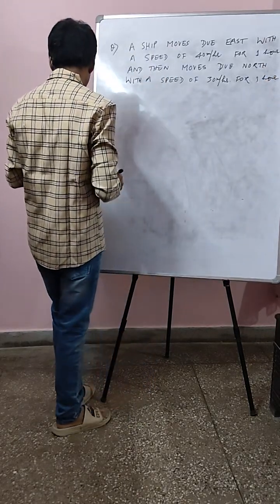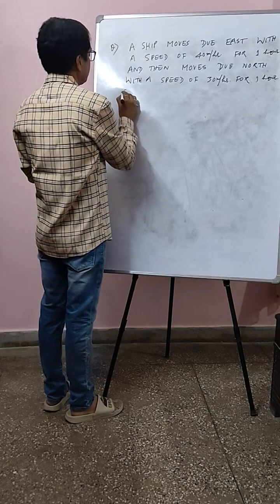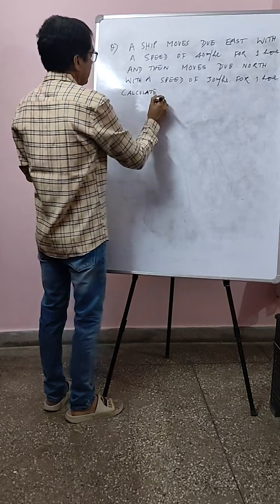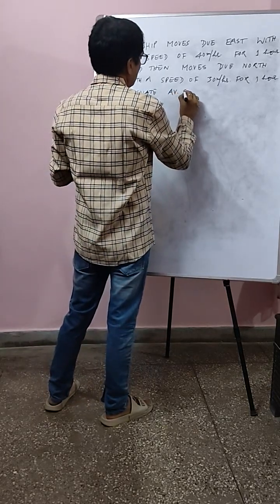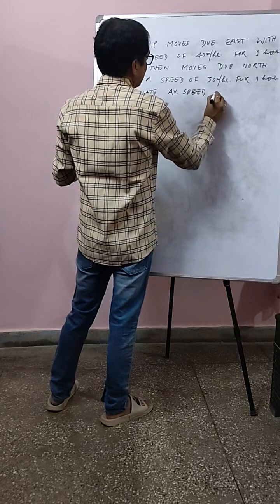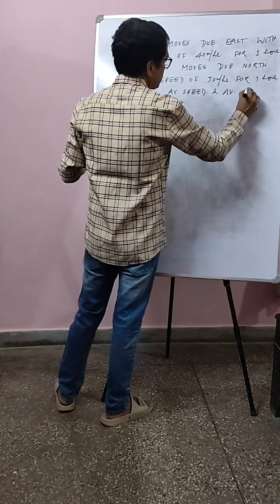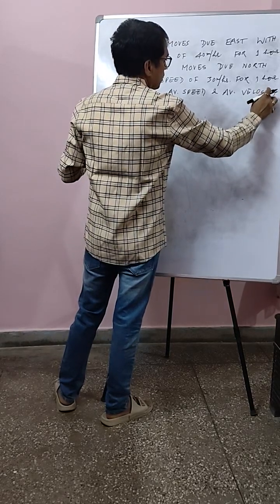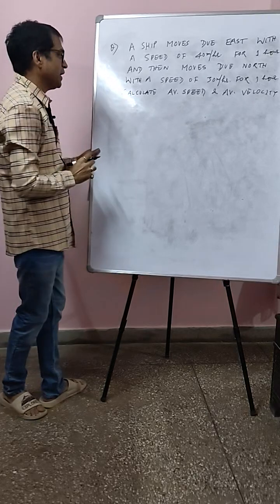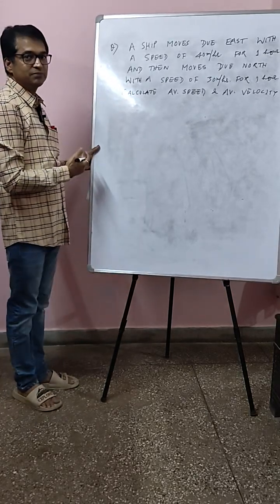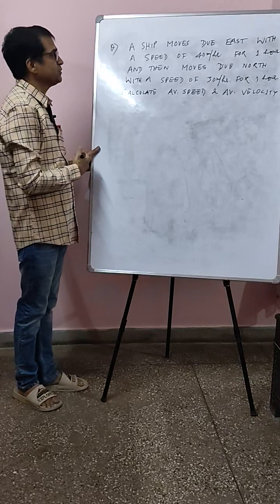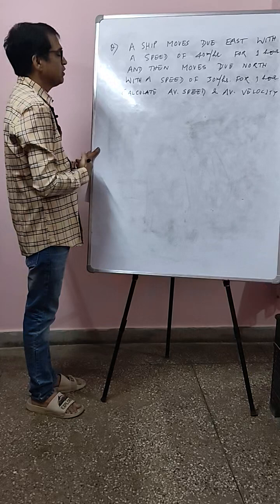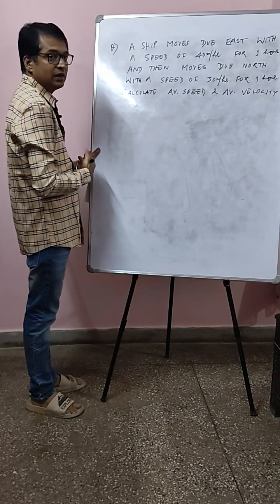So we have to calculate average speed and average velocity. So the question is, a ship moves due east with a speed of 40 meters per hour for 1 hour and then moves due north with a speed of 30 meters per hour for 1 hour. Calculate average speed and average velocity.